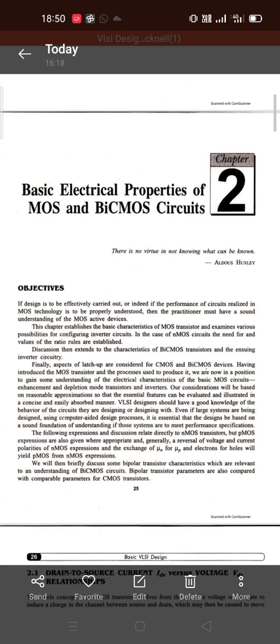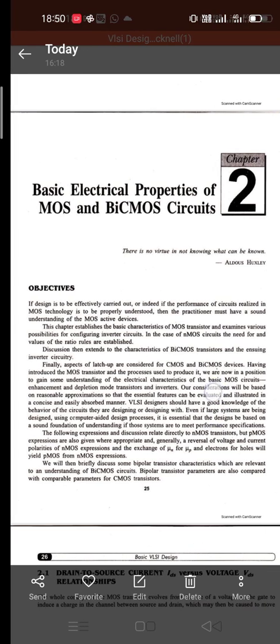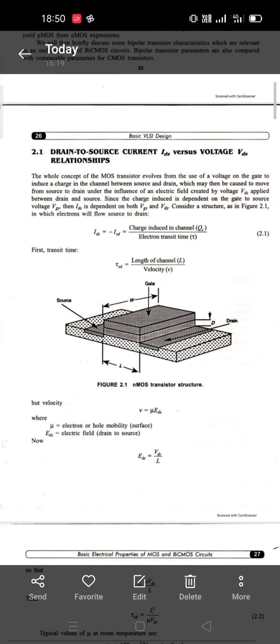Here the channel will be established in an enhancement mode transistor only whenever we apply the voltage on the gate. The first topic in this second chapter is the drain to source current, that is, the IDS versus VDS relationship, and how we derive IDS versus VDS in the non-saturation condition as well as the saturation condition.